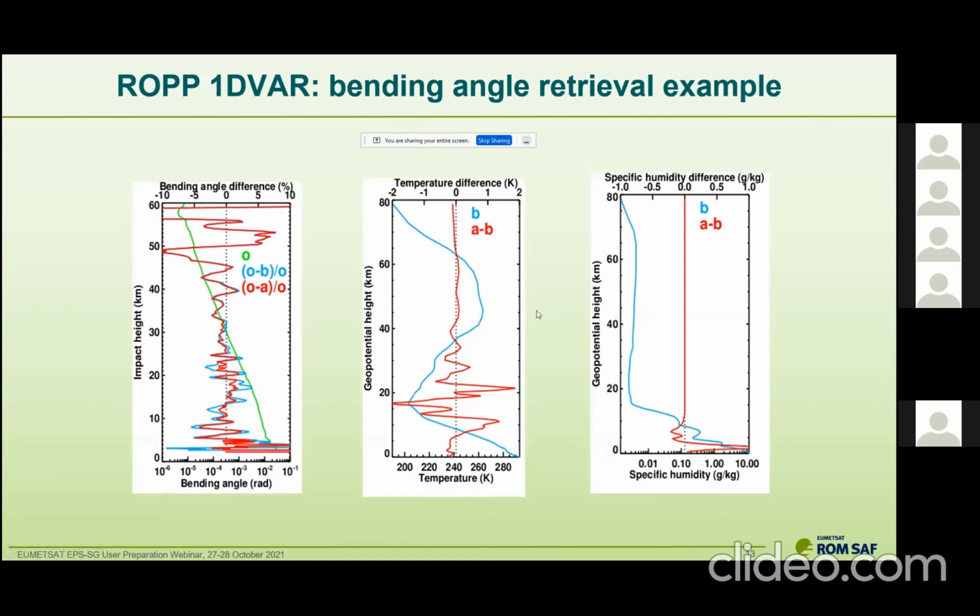The central picture is the temperature difference that results from doing that, and we can see the temperature itself is in blue, and the solution minus the background, the analysis minus the background is in red, and we're getting maybe a couple of degrees difference in temperature on this one profile. And likewise for humidity, background in blue, and we're seeing perhaps 1 gram per kilogram increment to the specific humidity.